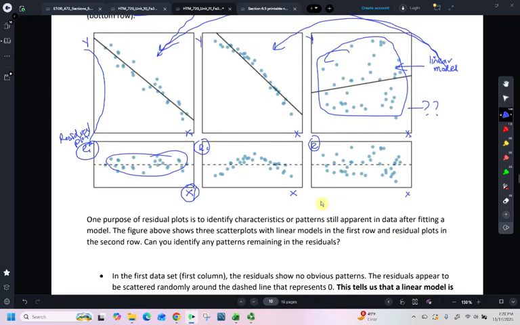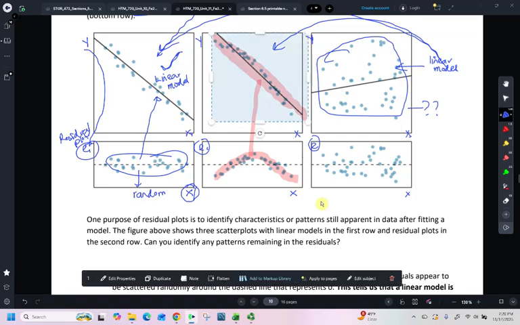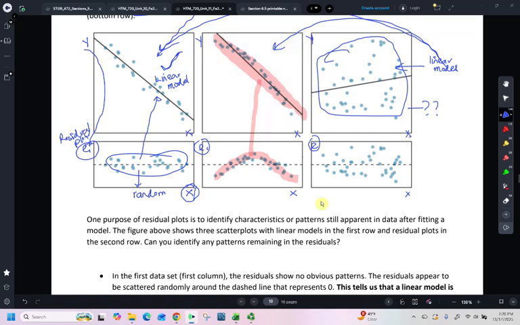This shows a random scattering. And because it shows a random scattering, it means that the claim that a linear model is a good fit to this data checks out, is correct. On the other hand, I can see a pattern here. That tells me that trying to fit a linear model to this data set is not justified.